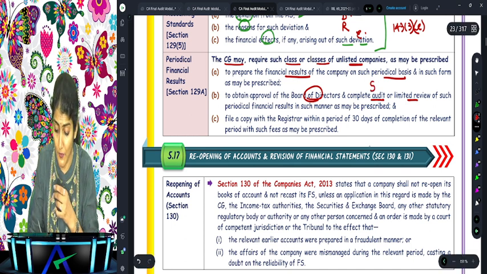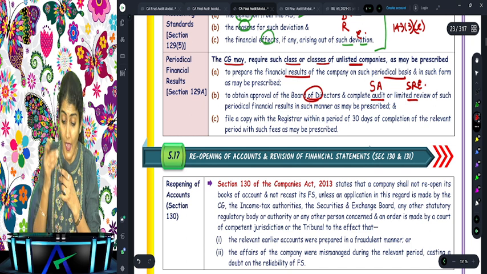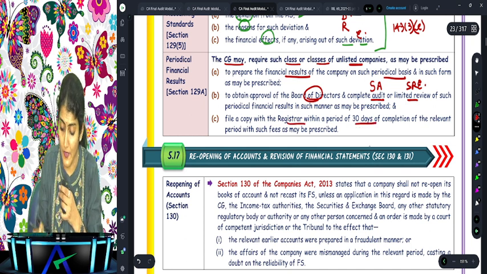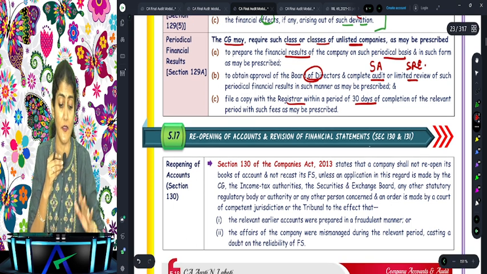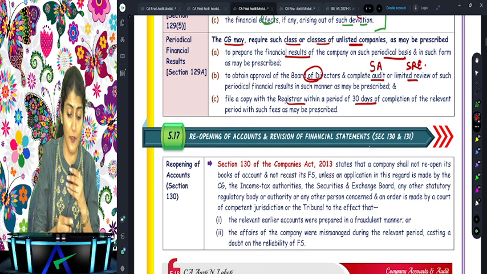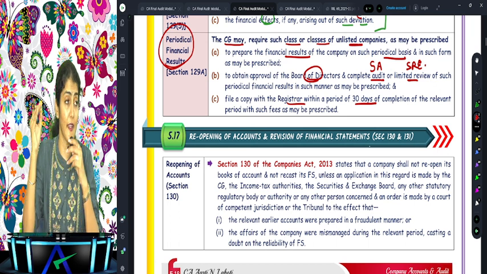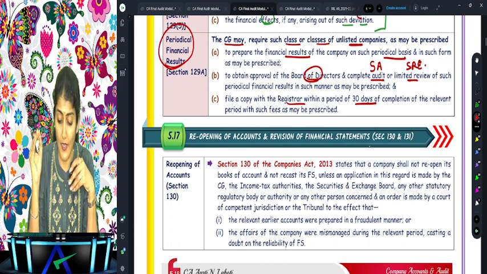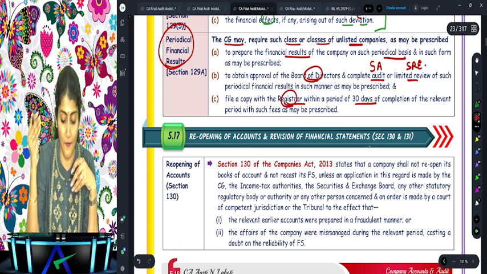Audit standards on auditing, LRSRE, standards on review engagement, and file a copy with the registrar within a period of 30 days of the completion of the relevant period with such fees as may be prescribed. Right? So even unlisted companies may be required to file their periodical financial results with the ROC.